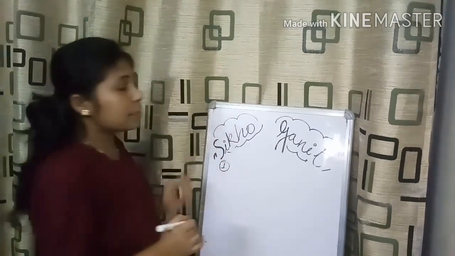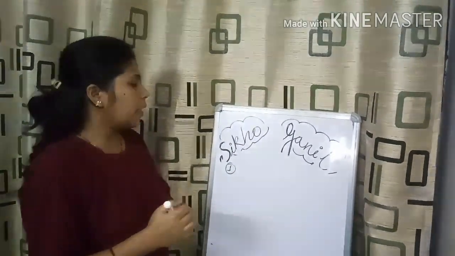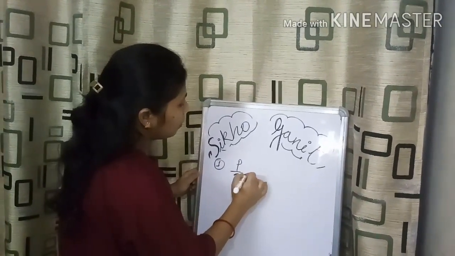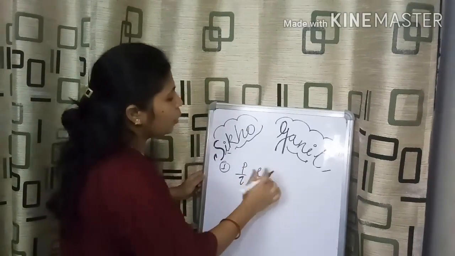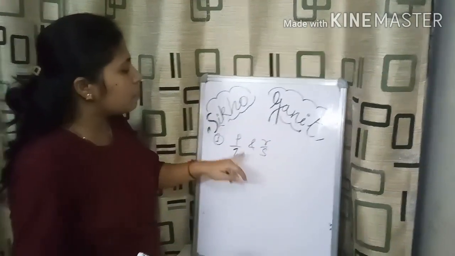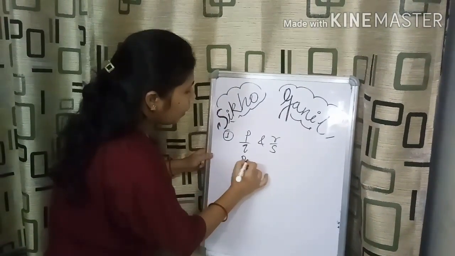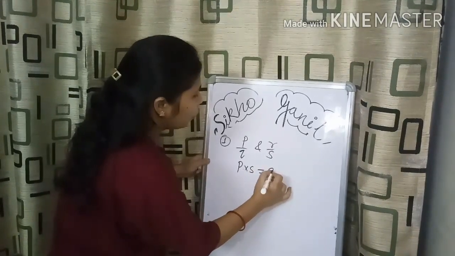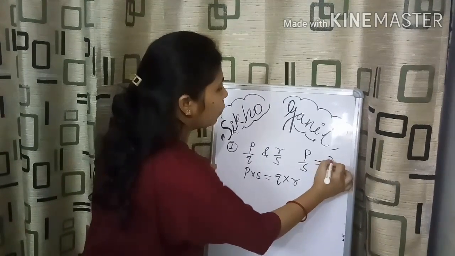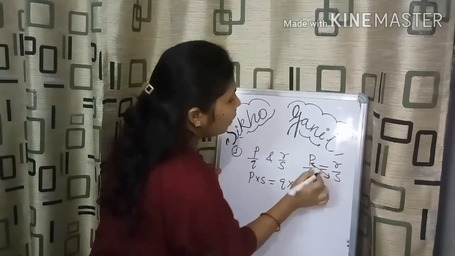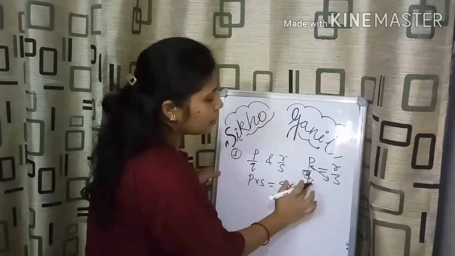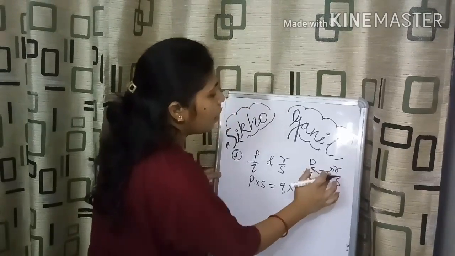So the first property is any two rational numbers can be equivalent. Suppose P upon Q and R upon S are two rational numbers, and we can say these two rational numbers are equivalent if P multiplied by S is equal to Q multiplied by R. Means P upon Q should be equal to R upon S if the multiplication of P and S is equal to the multiplication of R and Q.